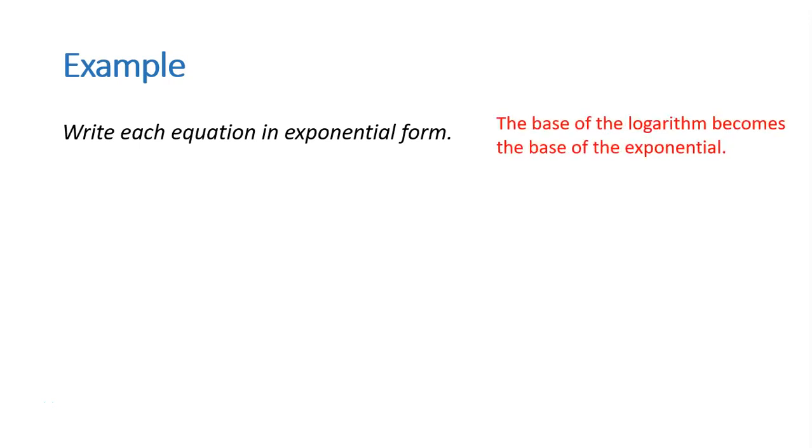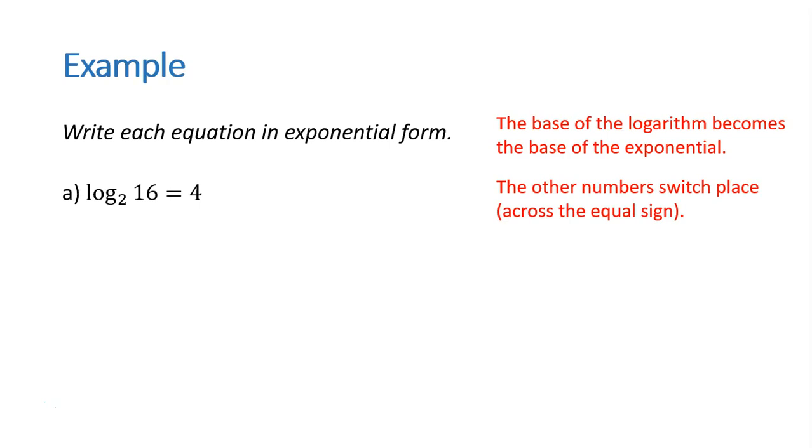So let's try a few examples. We want to write each logarithmic equation in its equivalent exponential form. So remember, the base of the logarithm becomes the base of the exponential, and then the other numbers in the problem switch places across the equal sign. So our first equation is log base 2 of 16 is equal to 4. Just to reiterate, log base 2 is kind of taking the place of f, where we'd normally see f of x. It means the same thing.